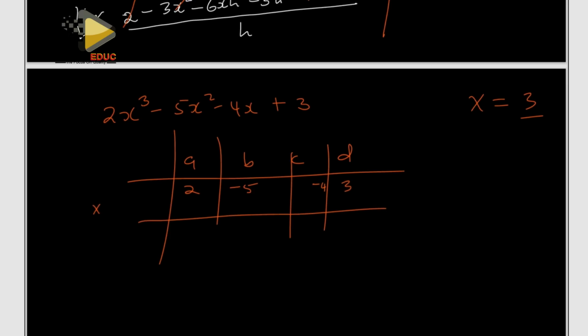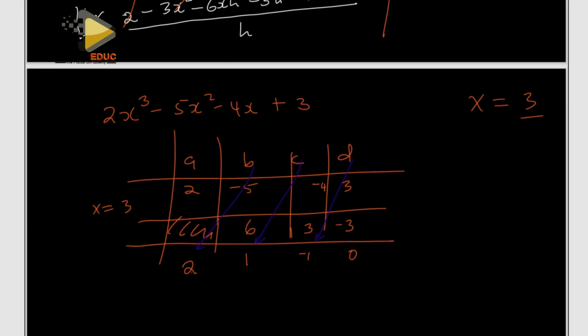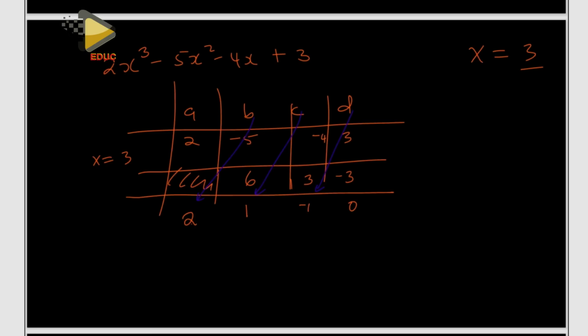And I'm going to take x to be 3. Remember, this has to be shaded off. This will be 2. Then 2 times 3 is 6. 6 and that, it's 1. 1 times 3 is 3. When I add, I get -1. -1 times 3 is going to be -3. I get 0. And then I will draw my diagonals.